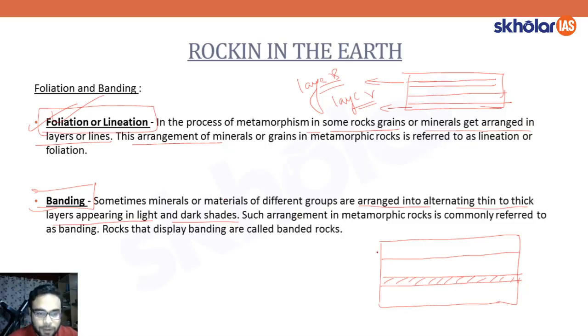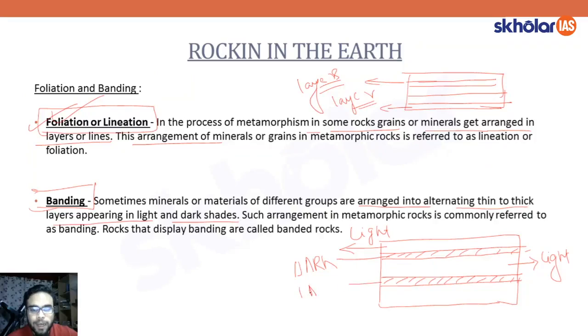Understood this point? So suppose this is a thick layer, this thick layer will be dark in color. Upper layer, this is thicker, right? This is thinner, this is thicker. Upper layer will be light in color. Then this is again a thick layer which will be light in color. Then again we'll get a thin layer which will be dark in color. Then again we'll get a layer which is thick and light in color. So we are getting alternating bands which are thick and thin, having an appearance of light and dark color. Understood? So that kind of structure is called banding.